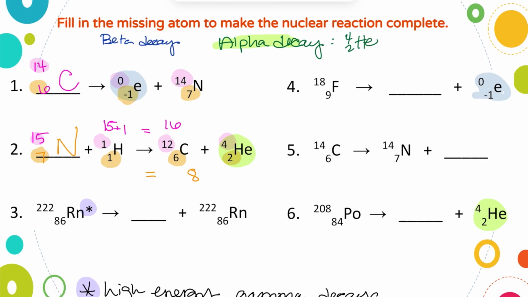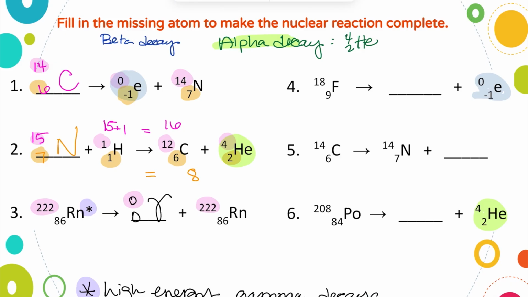Notice I already have 222 here. I have 222 here, so in order for those sides to be equal, I can't have any mass. 222 is going to equal 0 plus 222. Well, looking at the bottom, 86 here, 86 here, I also can't have any protons. And so we show that gamma decay or that gamma particle. It is just energy. It doesn't have any mass. So it's that 0, 0 with that gamma particle. And we show high energy at the start, and then it loses its star because that energy was released during that gamma decay.